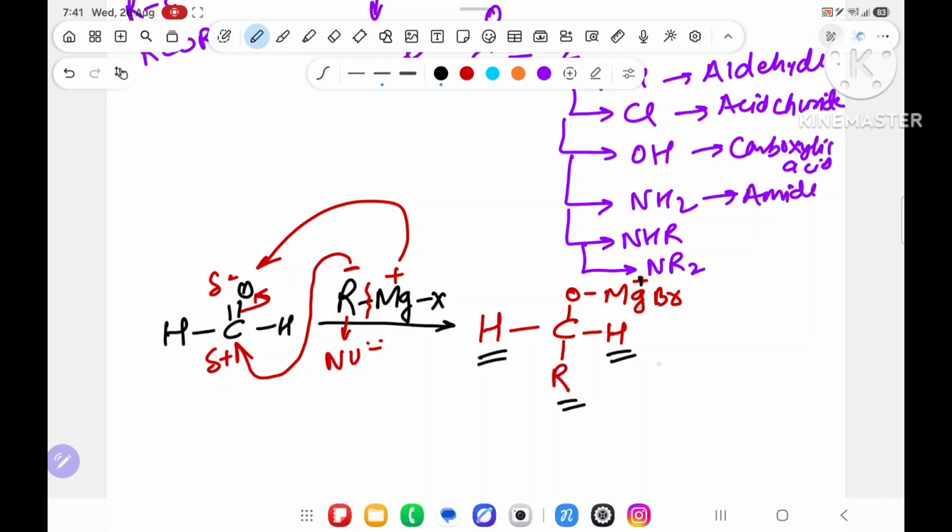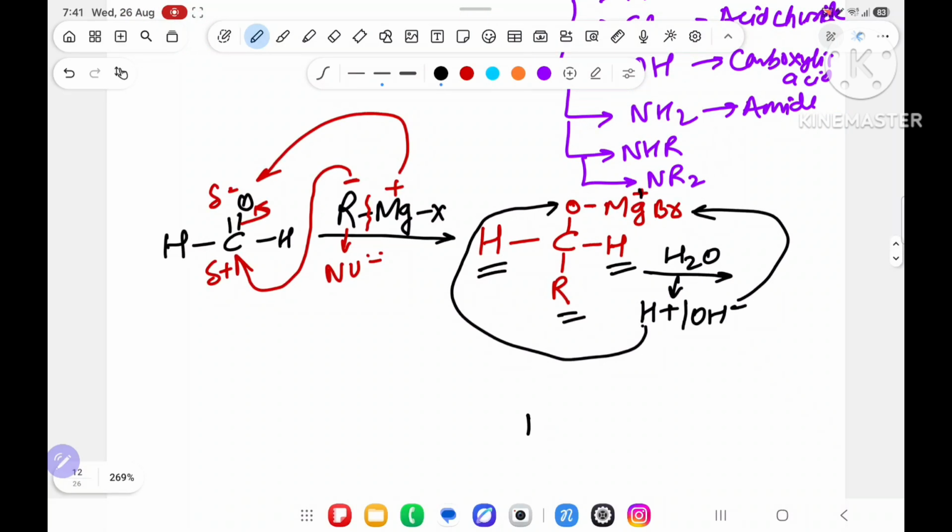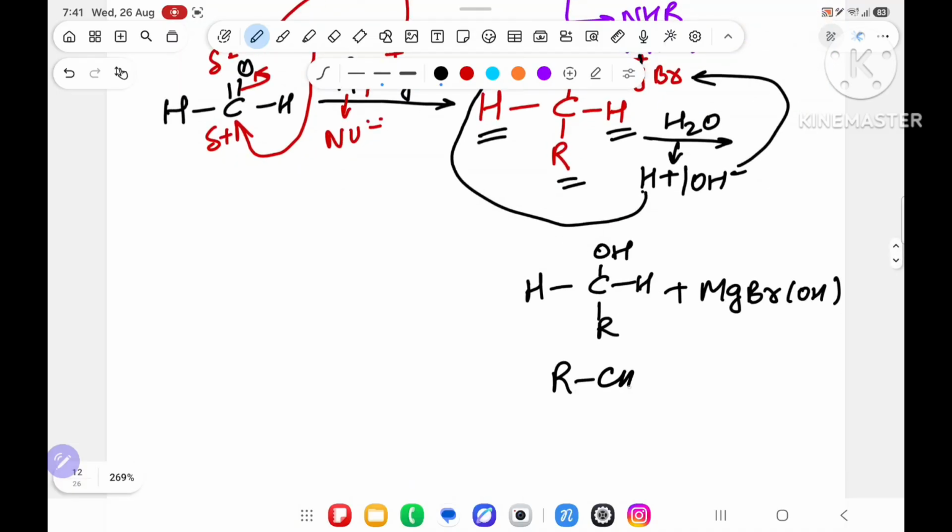When no leaving group is there, then we have to provide H2O. H2O will give H plus and OH minus. Once it gives H plus and OH minus, H plus will come to oxygen and OH minus will go to MgBr. What is coming? H, C, over here OH, H and R, and outside MgBr, OH will come. What is the product coming? R, CH2, OH. This is known as 1 degree alcohol.